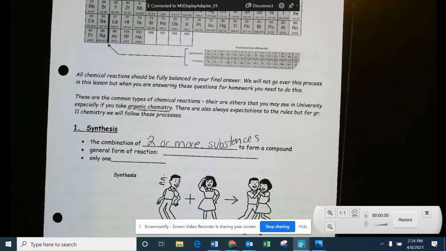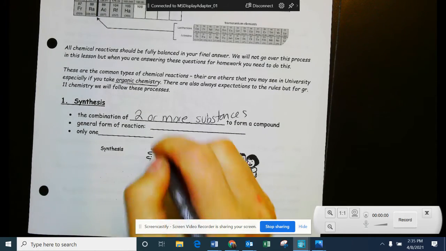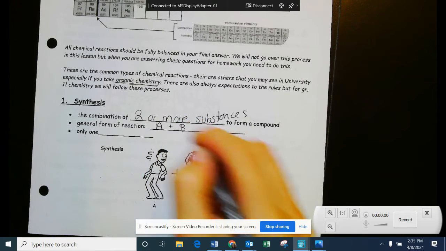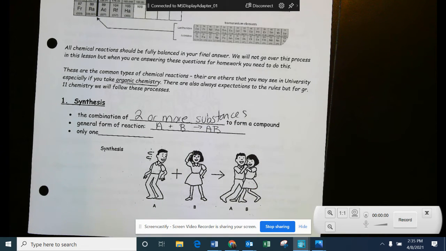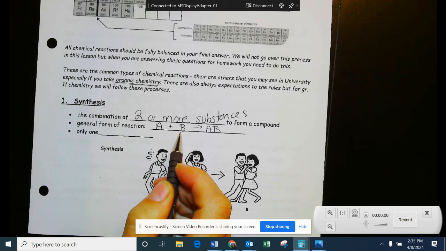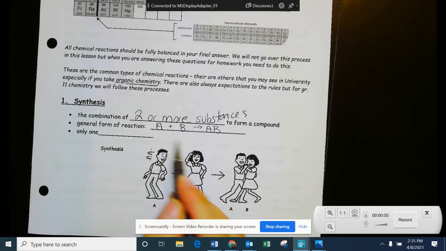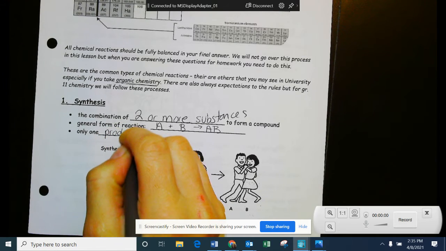So that's synthesis, two or more substances combining to form a compound. The general form that we show reactions in is just with letters. So for synthesis, we go A plus B goes to AB. So just like what we saw with our sodium plus chlorine equals sodium chloride, this is the general form of all synthesis reactions. There's only one product in these.